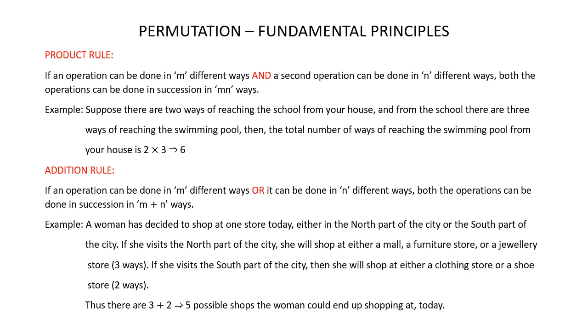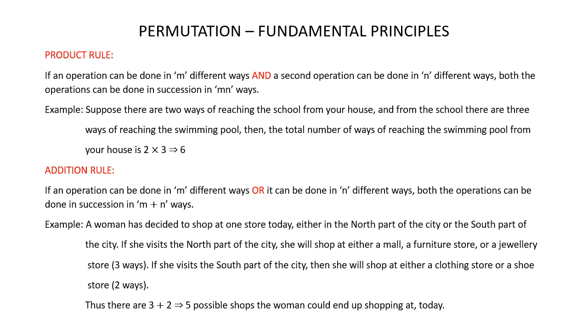Let's suppose that there are two routes from your house to reach the school, and from the school there are three ways of reaching the swimming pool. Now supposing you take one route from your house to the school, then from the school to the swimming pool there will be three routes. Supposing you take another route from your house to the school, then from the school to the swimming pool again there will be three routes.